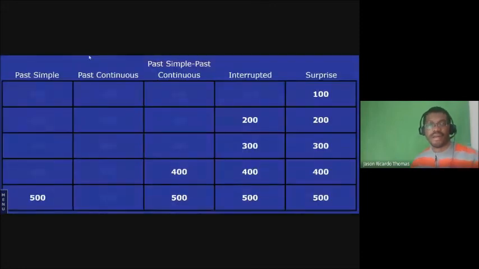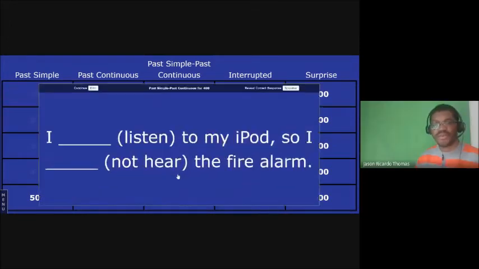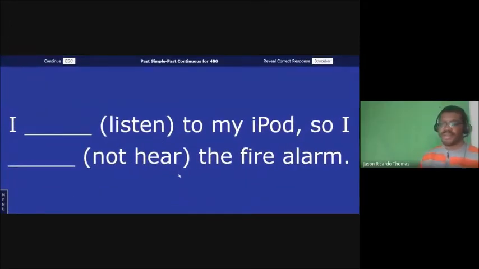There you go. All right. After Mario, it's Martha. Past continuous, 400. All right, past simple, past continuous for 400. Same thing. One cause, one effect. Past continuous, simple past.